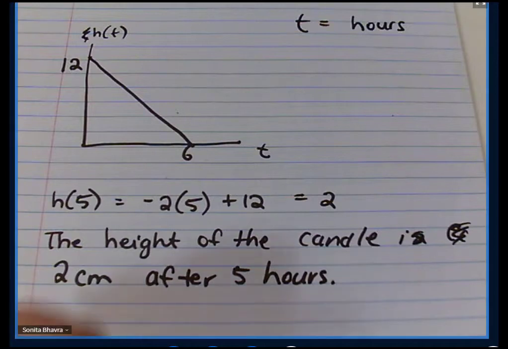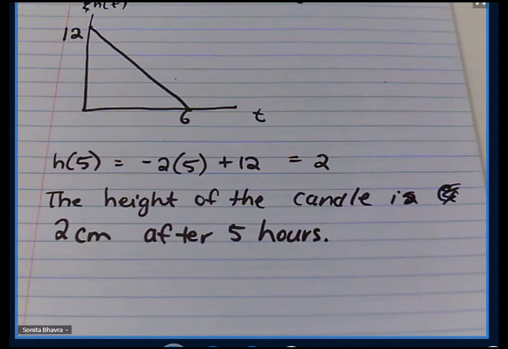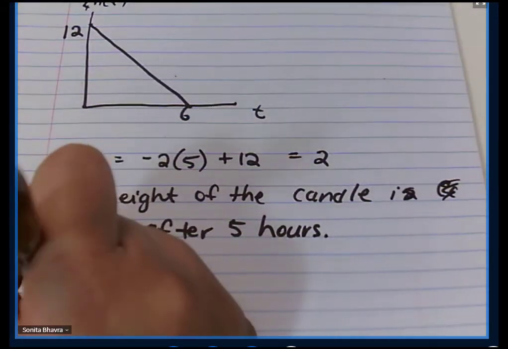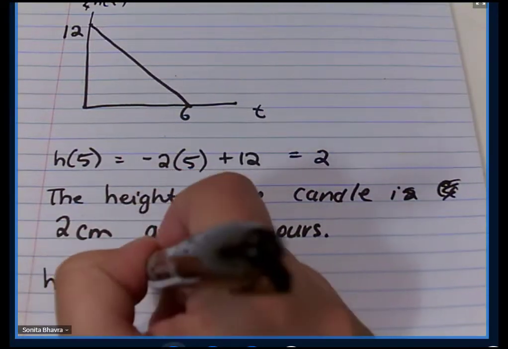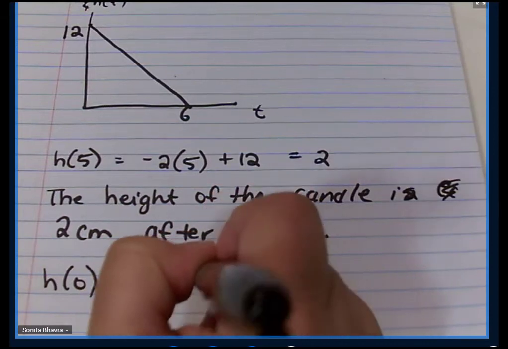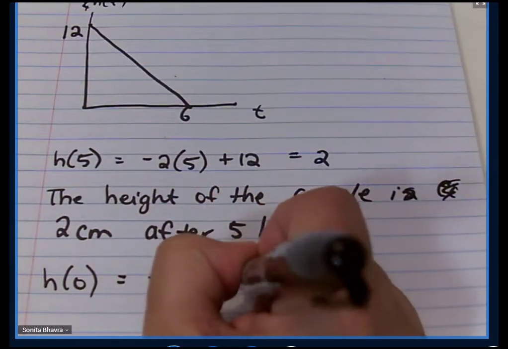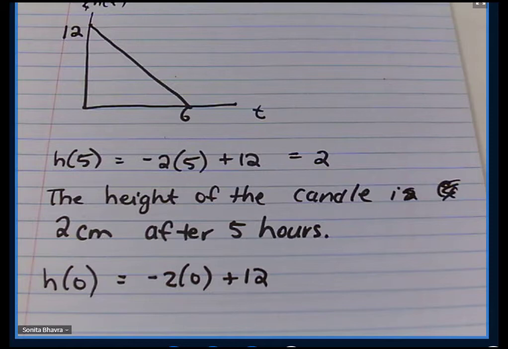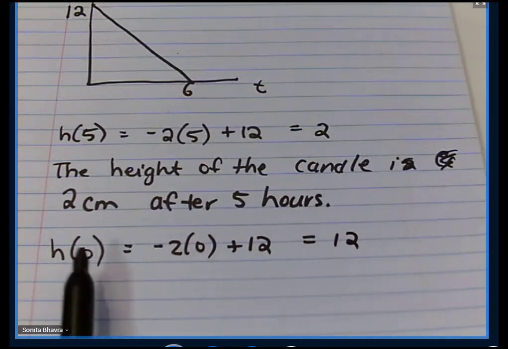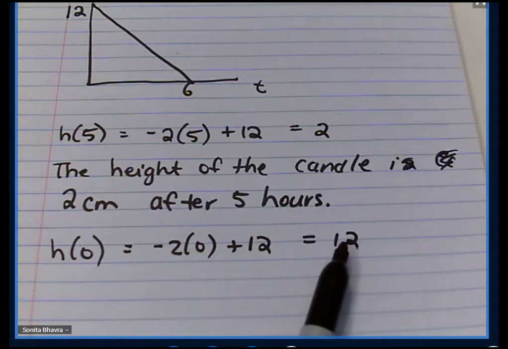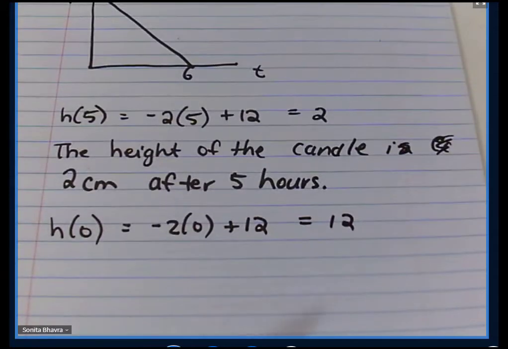All right, next let's evaluate the following, and we'll also explain what they mean as well. So h of 0. All right, and what does that mean? So let's plug that into our equation. So negative 2 times 0 plus 12. And that gives me an answer of 12. So that means at time 0, the height of our candle is 12 centimeters. So the starting height of the candle is 12 centimeters.